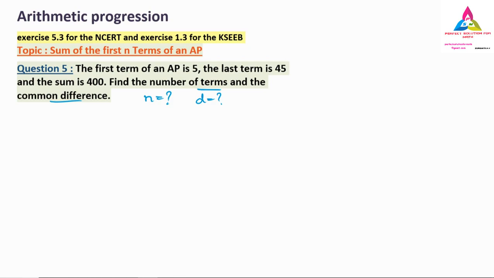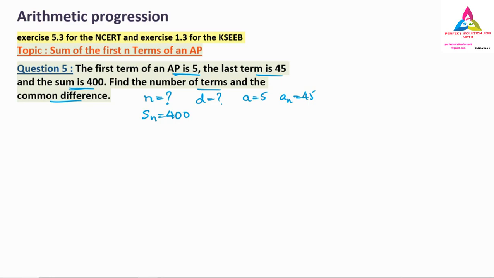One more thing is already given over here: the first term is 5, so they have given the a value as 5. They have also given the last term, that is an, which is equal to 45, and also 400 as the sum, so Sn is given as 400. So what is left to find is the n and d values.